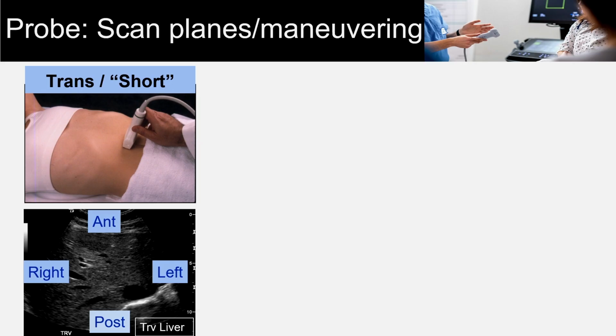So that to our left is the patient's right, and to our right is the patient's left. So it's a reverse mirror image. And you'll figure this out very simply when you begin scanning.